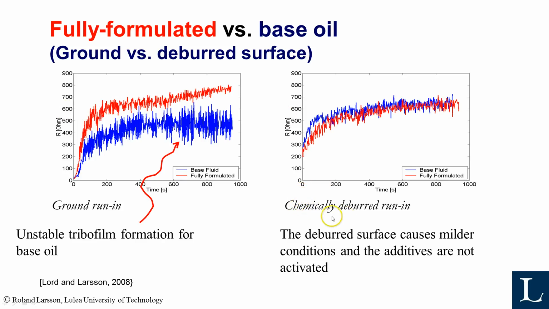For the chemically deburred surface, which has a smoother appearance, a lower slope, you don't see any big effect of the additives, so that you get approximately the same resistance for both surfaces, meaning that you probably don't have as much plastic deformation and need for the additives for this type of surface.